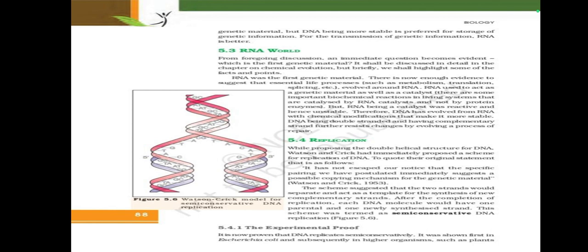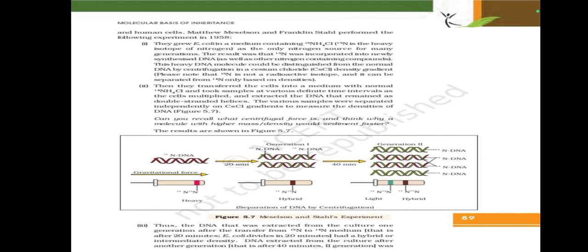The experimental proof: it is now proven that DNA replicates semiconservatively. It was shown first in Escherichia coli and subsequently in higher organisms such as plants and human cells. Matthew Meselson and Franklin Stahl performed the following experiment in 1958.